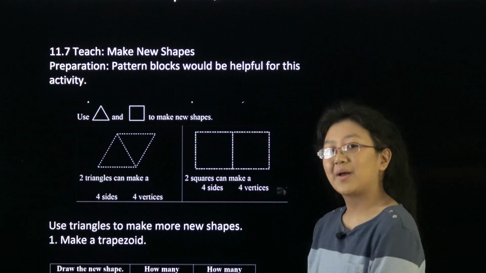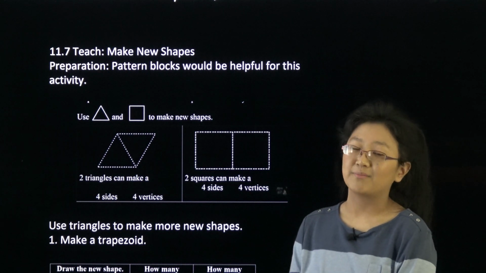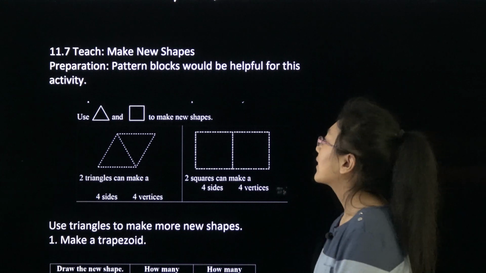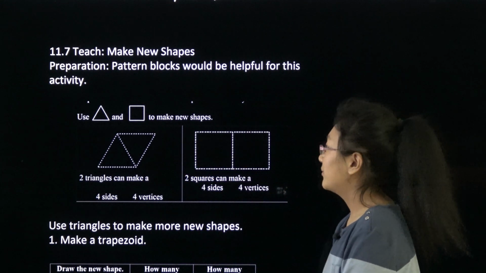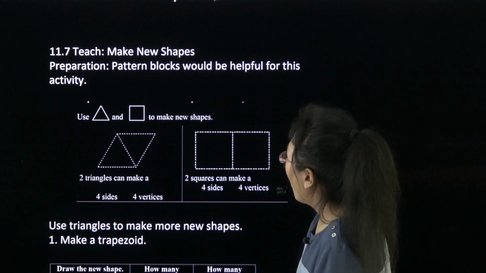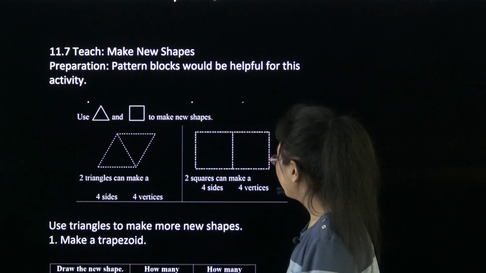Preparation. You might want to use some pattern blocks, or you could just get a piece of paper, or you could do this in your head. Whatever works for you. But many people find pattern blocks helpful. Here's an example. Use triangles or squares to make new shapes.